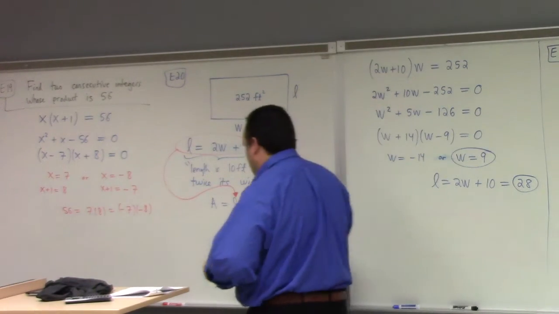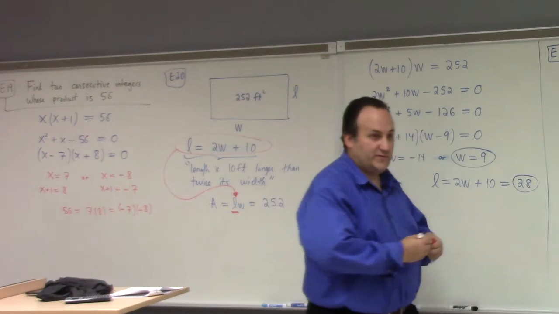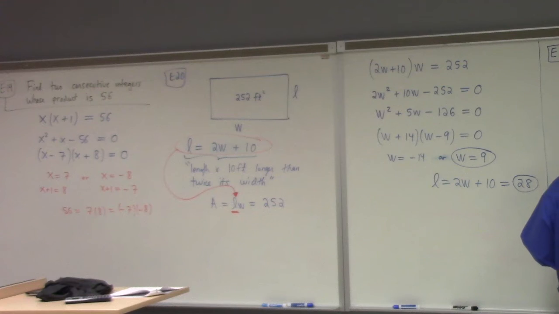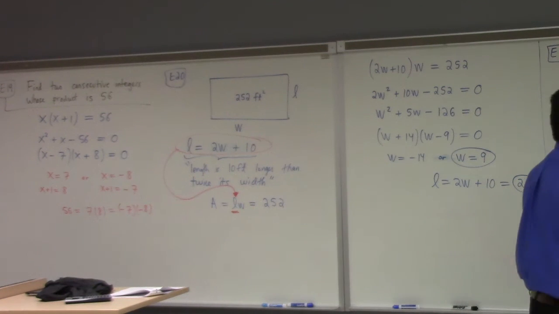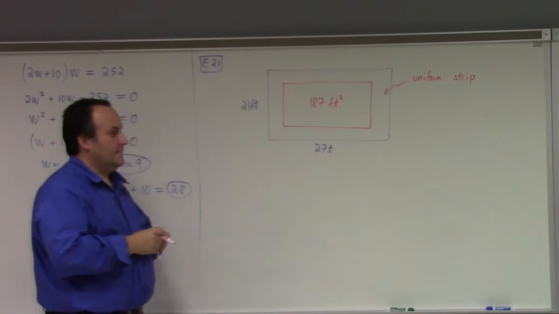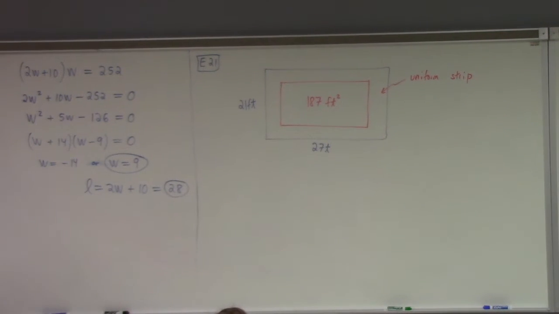And she wants to make this carpet such that it has a uniform border in this room. So the carpet's going to look something like this, all right? So this is the uniform strip around the carpet, okay? And I said 187 square feet of carpet. All right, the question then is, what are the dimensions of the rug? What's the length and the width of the rug?